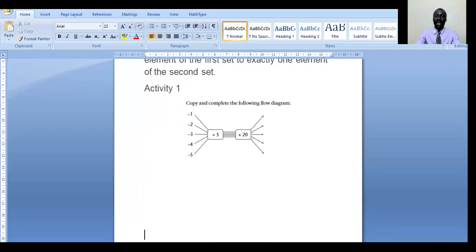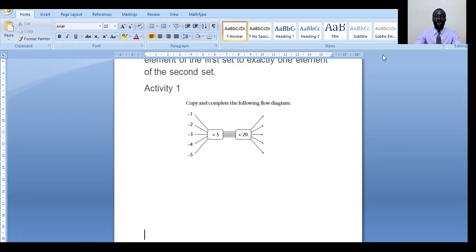Now, what we have here is a set of values starting from -1 to -5. Then, for each value in the first set, there is a unique and special value that we can get from it in the second set. It will go through a process before we can get the output. Notice this -1, -2, -3, -4, -5. This forms the first set.